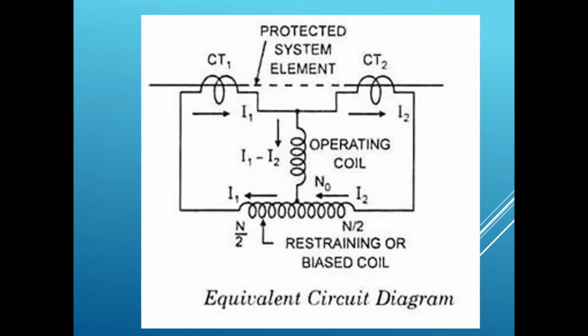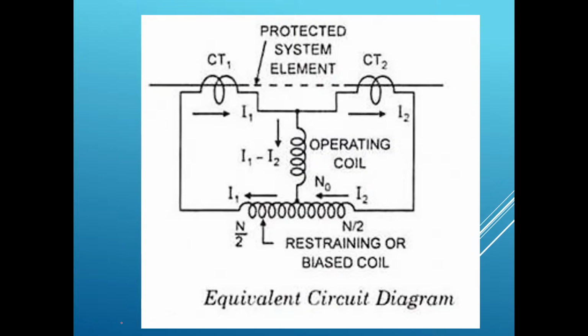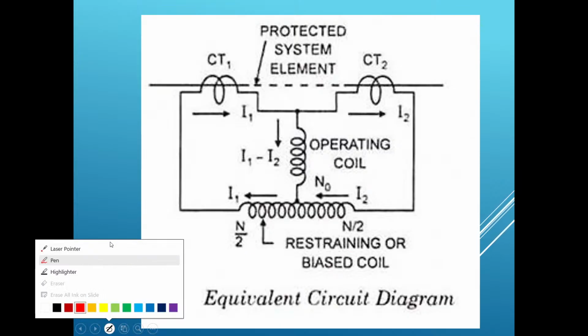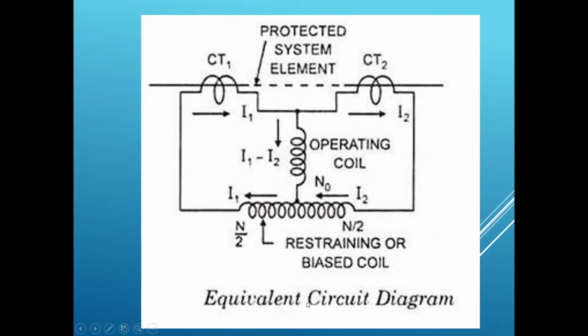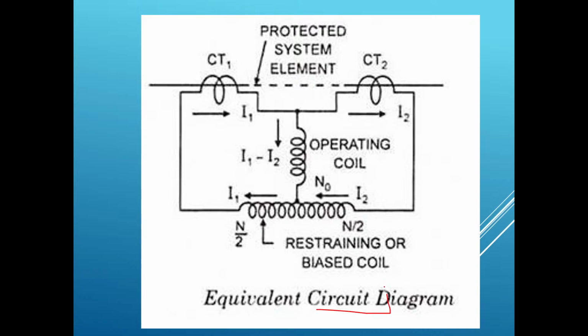Now, this diagram is the schematic arrangement, the same diagram which is shown here. This is the equivalent circuit of the above diagram. This is our restraining coil, or you can even call it the biased coil. This is our operating coil. The current flowing through the operating coil, as we have already discussed in the previous class, is a differential current. This operating coil is connected to the midpoint of the restraining coil.